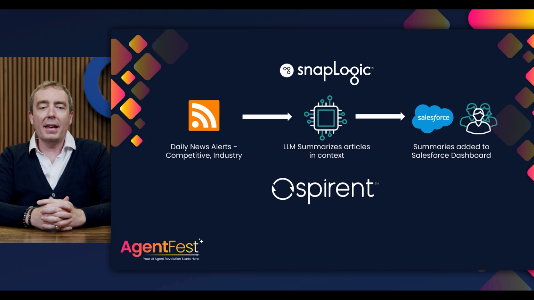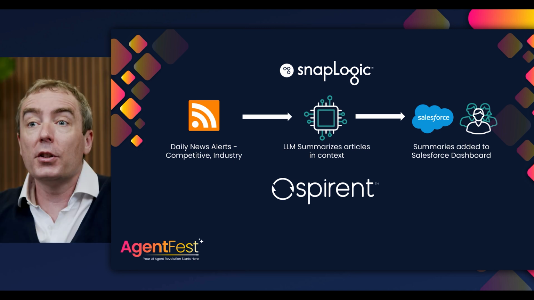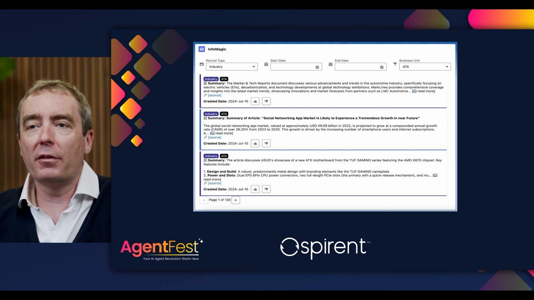So the SnapLogic AI agents at Spirent are consuming daily news alerts coming in from feeds such as RSS, with all of that competitive and industry-specific information, summarizing them and putting them in the context of each customer, and then appending them directly to the Salesforce-powered dashboard that those users will be looking at. So here's what that dashboard looks like. So all of this information is being pulled from those third-party sources, assembled into the context of that particular user, and presented in the dashboards that they're already using.